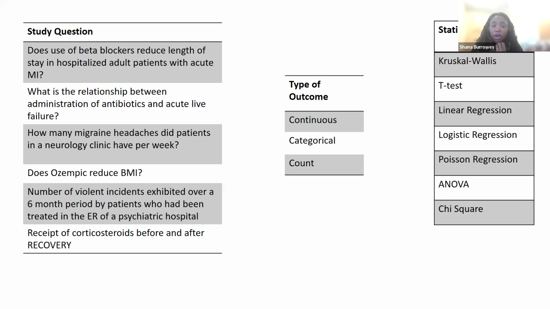So our first question: does the use of beta blockers reduce the length of stay, which is your outcome, in hospitalized adult patients with acute MI? What kind of outcome is that going to be? I'll tell you.